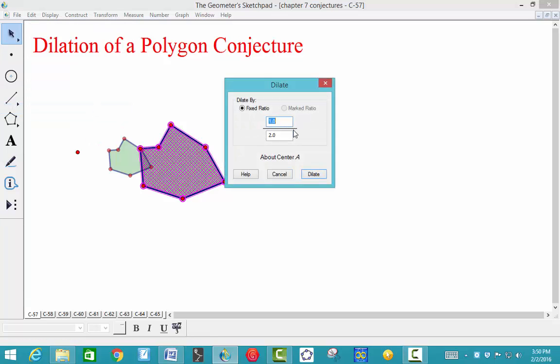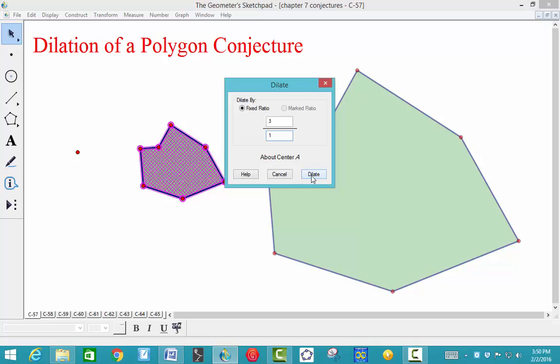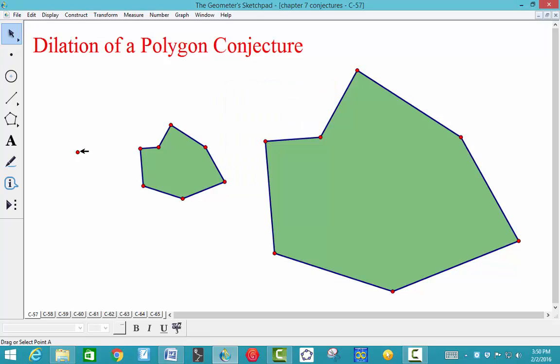In this case, we're just going to set a ratio. So go ahead and pick a ratio. We'll make this 3 times as big. We'll see if it stays on the screen. And it does. And what we have here are 2 similar polygons.